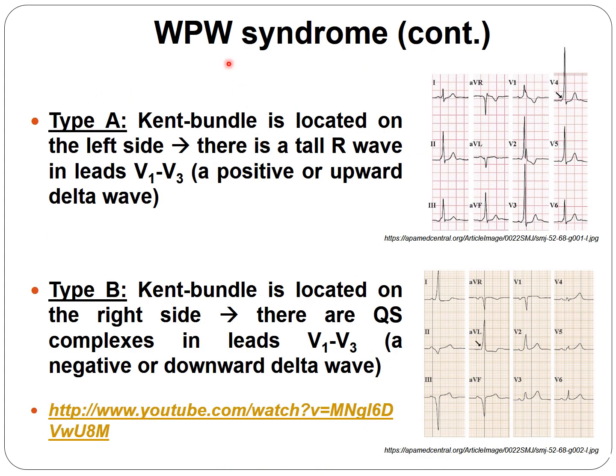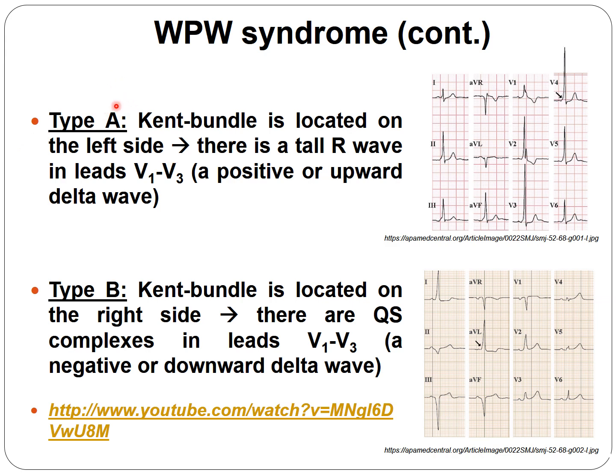In WPW syndrome, when we have some kind of tachycardia, it develops due to the re-entry phenomenon, because we have two parallel pathways with different refractory periods. These Kent bundles can be located anywhere between the atrium and the ventricle, on the right side or left side. But mainly, we have two types.